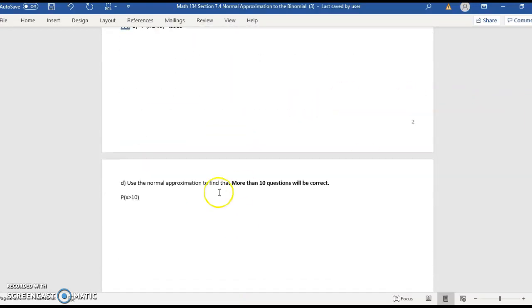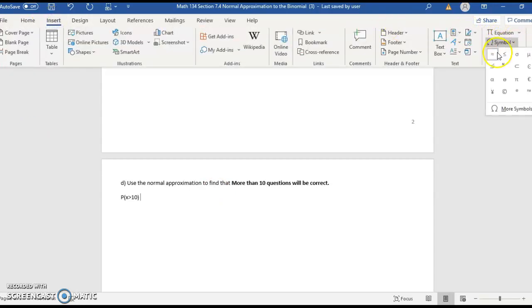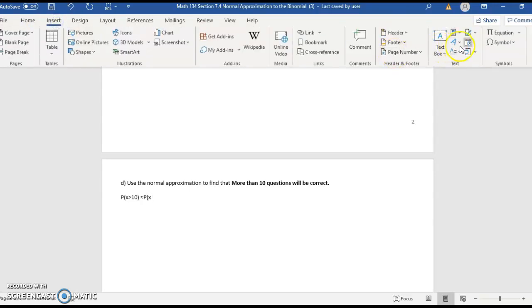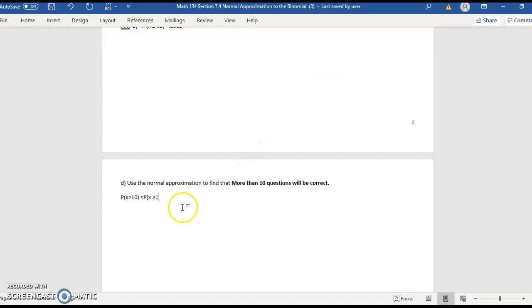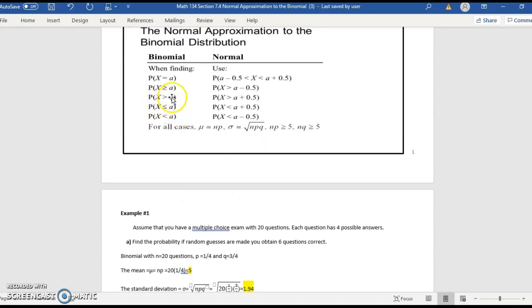So I'm looking at this statement greater, adding 0.5. For this particular one, we're just going to write it as approximately the probability that x is greater than or equal to, and we're adding 0.5, so 10.5. Once again, we're looking at, in this case, a greater statement, you're adding 0.5.